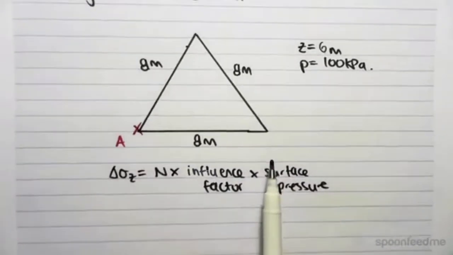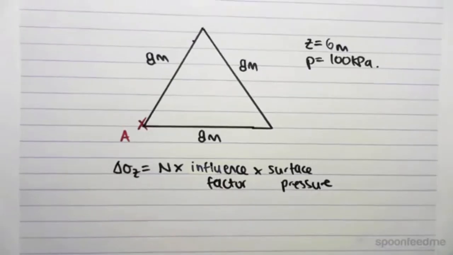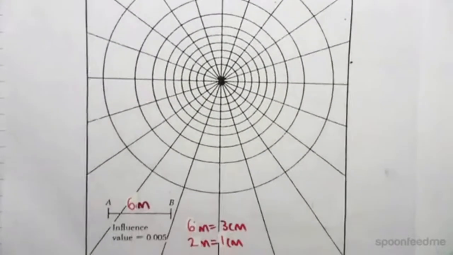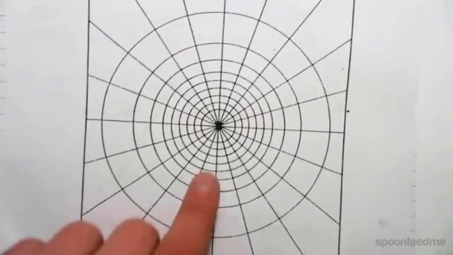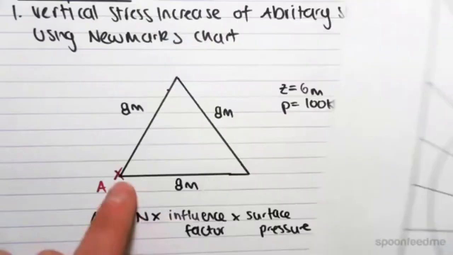So the way we find this is using this formula that the change in stress is equal to N, which we're going to see what that is in a sec, times the influence factor, which we're going to see in a sec as well, times the surface pressure. Now the first thing we've got to do is go to our Newmark's chart. It looks like this. And we're literally going to come and draw on our shape, and at the center we're going to put the point we're interested in. So that's going to be point A.